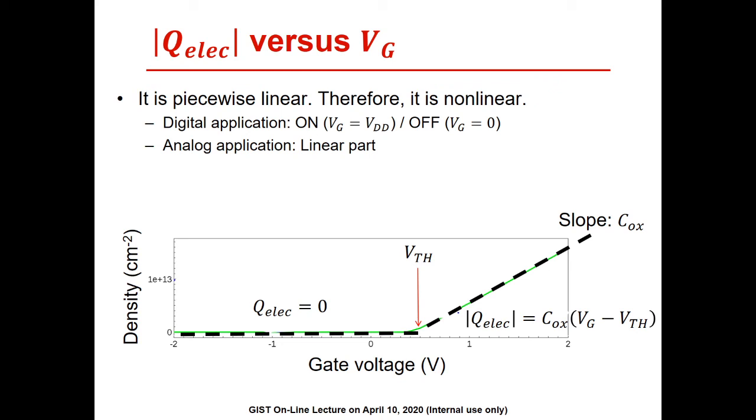The main advantage of this QV curve is found at the zero gate voltage. When VG is equal to 0, we have no electrons. Even under a noisy environment, we can switch off our transistor. Only when we apply a significantly high voltage, we can have electrons. The digital circuit uses either 0 volt or VDD. The analog circuit may use various gate voltages.